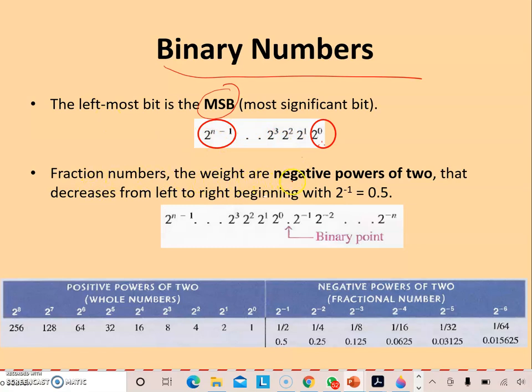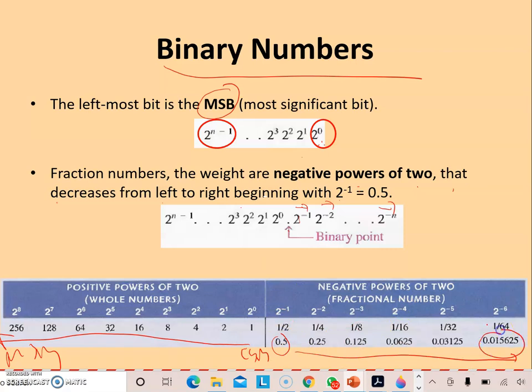For fraction numbers, the weights are negative powers of 2 that decrease from left to right, beginning with 2 to the power of negative 1. Here it is 0.5. So this is our binary point. Positive powers of 2 for whole numbers. This is an example of the range, from the least significant bit to the most significant bit for the whole number, nombor bulat. And for negative powers of 2, from 2 to the power of minus 1, from 0.5, you can see it is decreasing according to the weight as well.